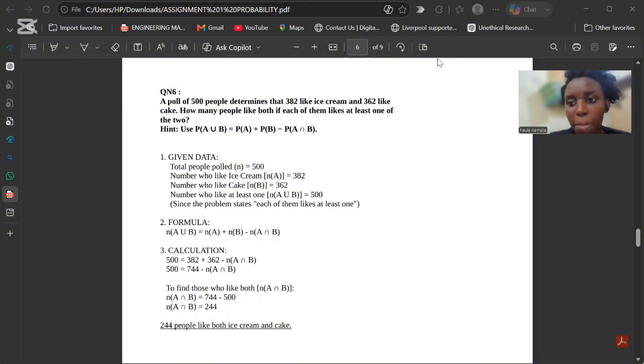So if you can imagine we have two sets, a set of people who like ice cream and a set of people who like cake. But then in the middle, we have a set of people who like both cake and ice cream. So they want us to determine that intersection, the number of people who like ice cream but also like cake. So what we are going to do, we are going to use this probability formula.